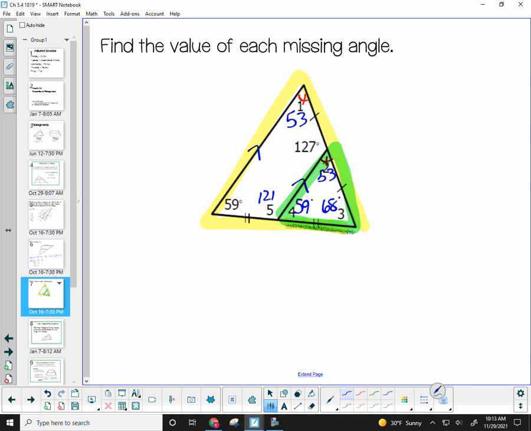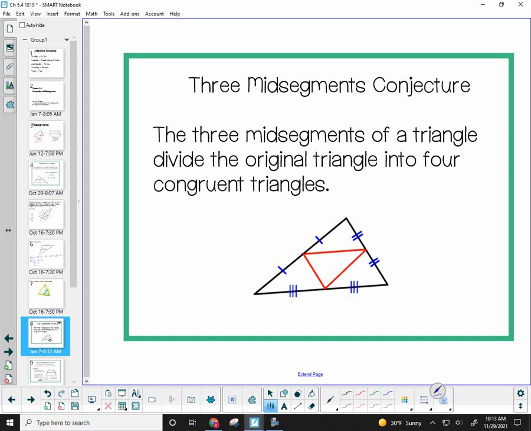Okay, so we put some things together there. But we're going to add one more thing. Our book calls it the 3 midsegment conjecture. It's saying that if you draw in all 3 midsegments, you actually create 4 congruent triangles. So let's think about why that is.